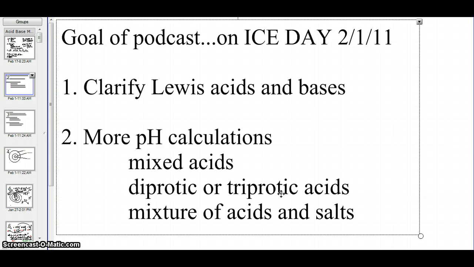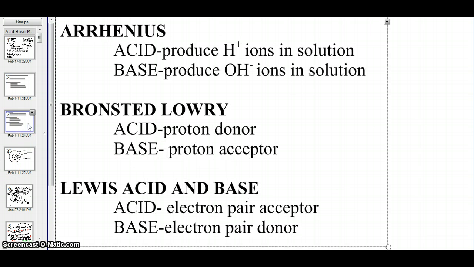As you can see by this slide, I've got two goals to accomplish this morning in this podcast. So let's start with the qualitative aspect of acids and bases and then proceed into the quantitative. By review, definitions of Arrhenius, Bronsted-Lowry, and then Lewis acids and bases.